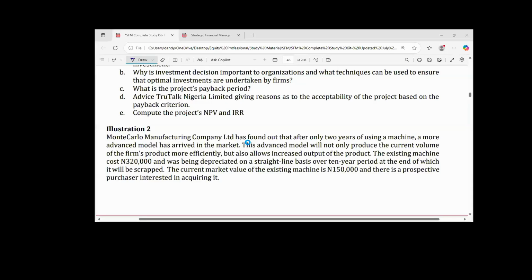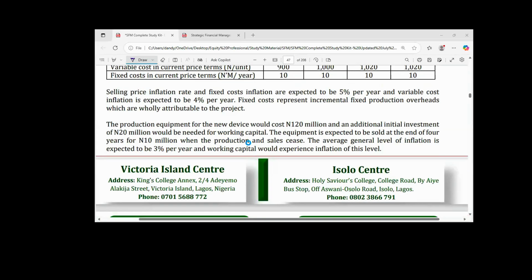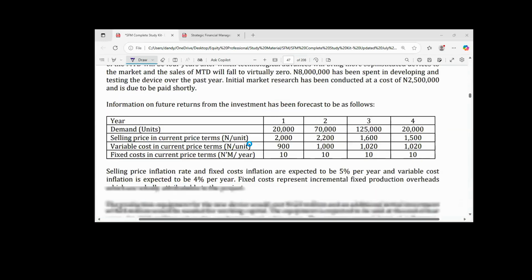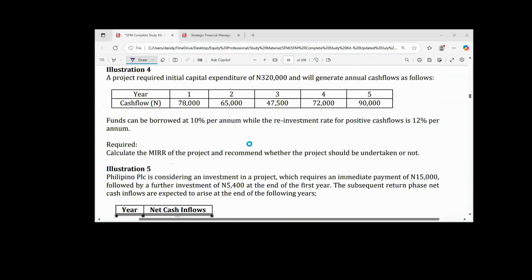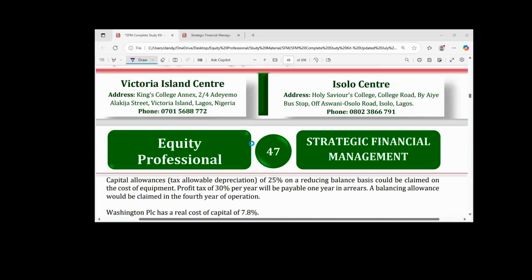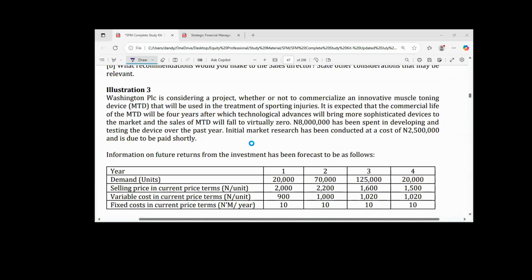Let's have illustration number 3. After this, that means we have 2 more illustrations. So let's have this illustration number 3 first. Who will help us to read? Yes, Diamond, read again.